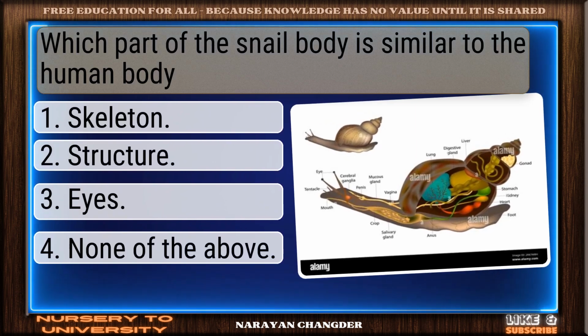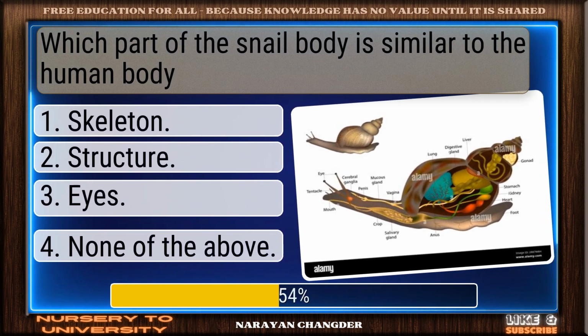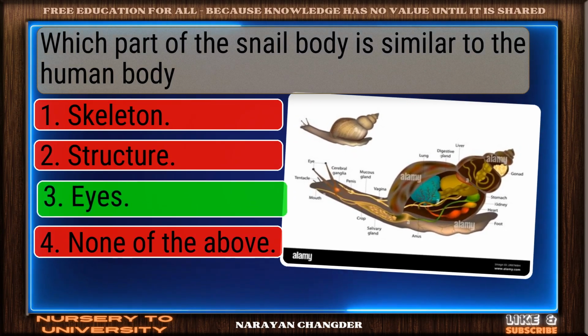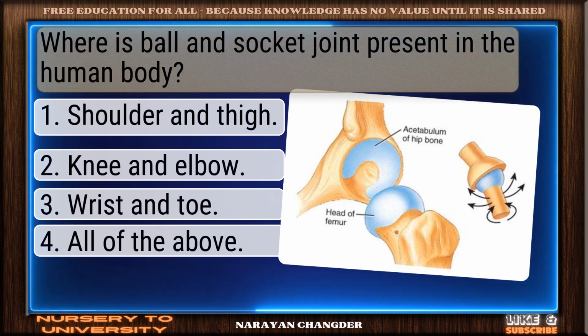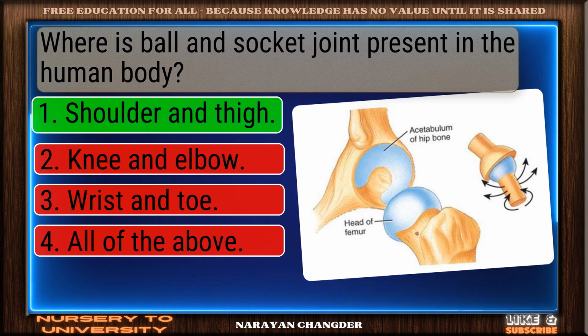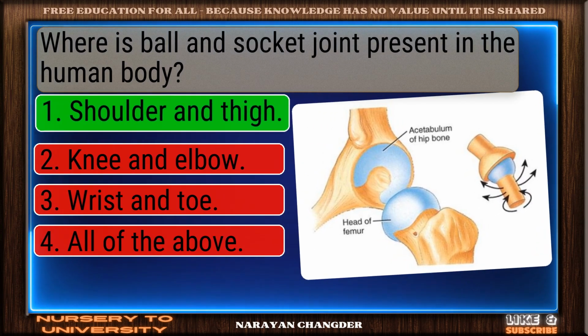Which part of the snail body is similar to the human body? Exactly. Eyes make sense, and it is the right choice. Where is the ball and socket joint present in the human body? Well reasoned. Shoulder and thigh is the correct choice.